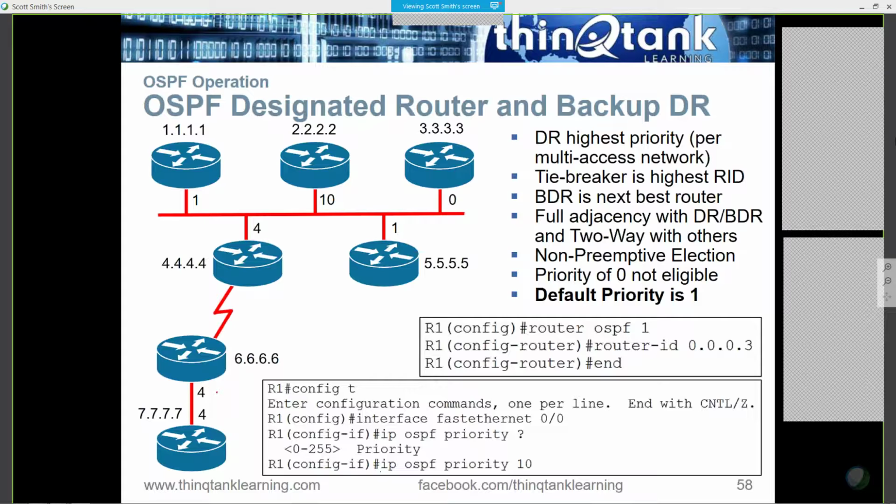So on the test, they're going to ask you who becomes a DR BDR. You have to make the assumption that all the routers boot up at the same time. This guy becomes a DR, this guy becomes a BDR, which is kind of silly because they're backing each other up, but that's the way it works. This guy becomes a DR, this guy becomes a BDR. If you're not a DR and you're not a BDR, you're a DR other.